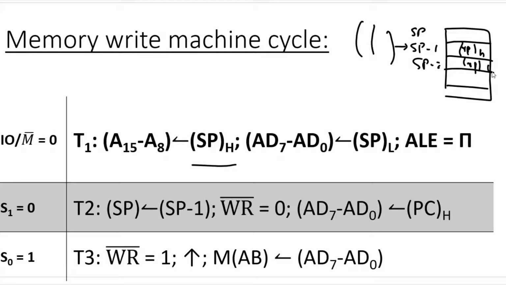So in the opcode fetch machine cycle, we have already decremented SP so that it actually points to this memory location where we will store the most significant byte of the register pair. This will be RP here, not PC. This was actually what we had done last time. So RPH will go to SP.